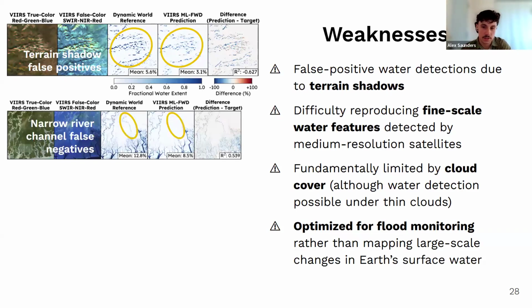Really fine scale water features are still hard to detect just by nature of this being a moderate resolution product compared to those medium resolution sort of Sentinel satellites. And that's an example there where just some small river channels are not being picked up by our model.